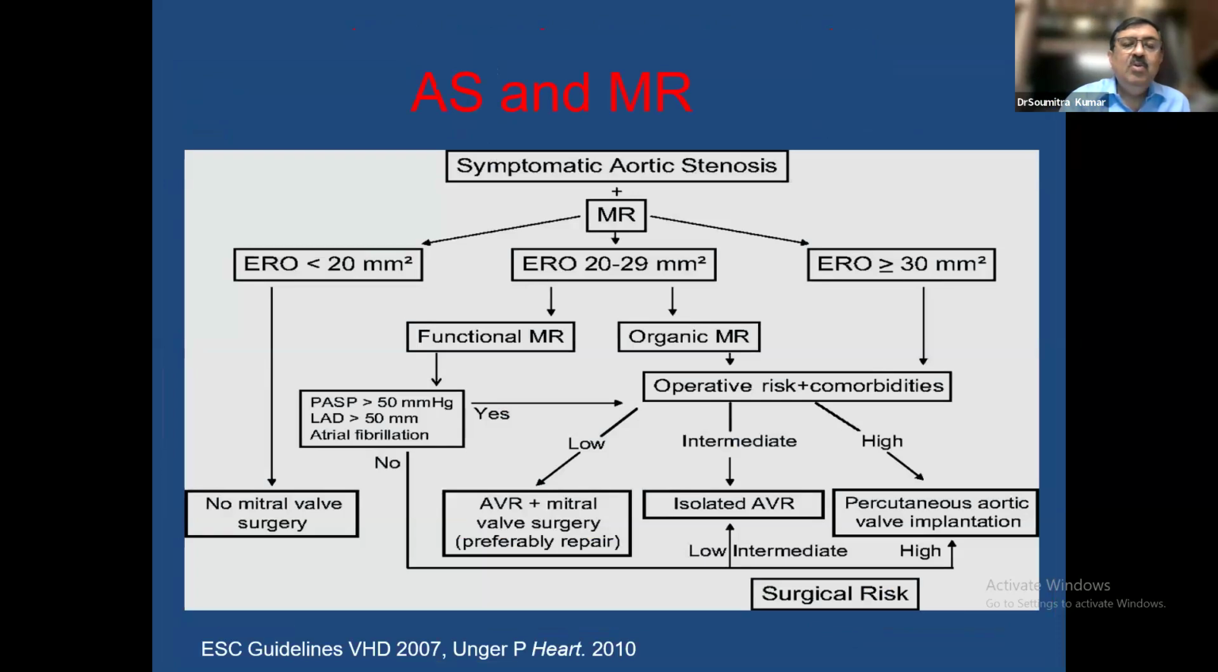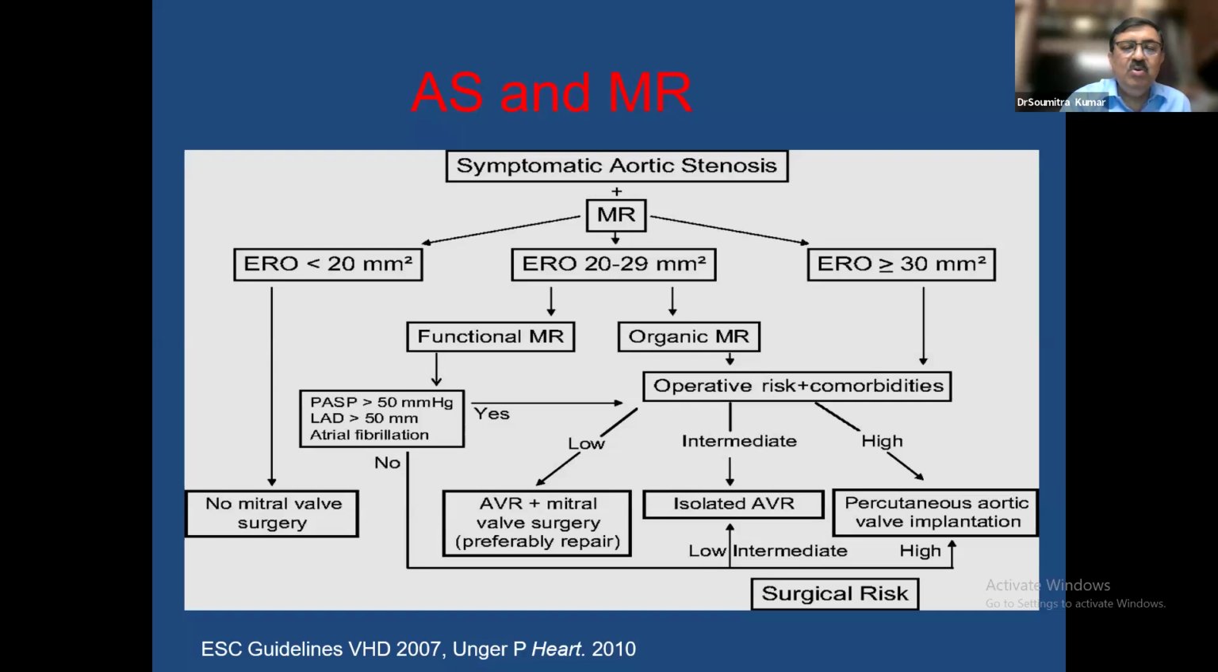And when we look at MR, do the PISA method. ERO less than 20, no mitral valve surgery despite aortic stenosis surgery. But if we have an ERO anything between 20, 29 and more than 30, we have to find out whether it is organic MR or a functional MR. With a functional MR, if the pulmonary systolic pressure is high, the left atrium is dilated and there is AF, we need to do something about the mitral regurgitation also. But if it is organic, we have to consider the operative risk and comorbidity.